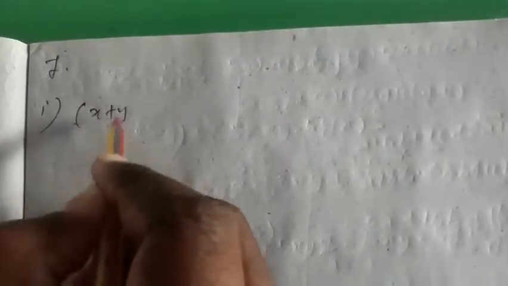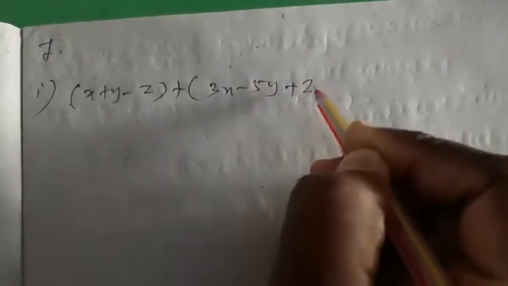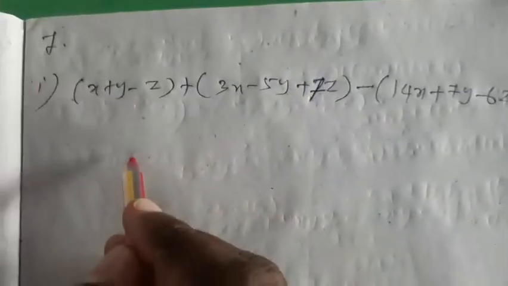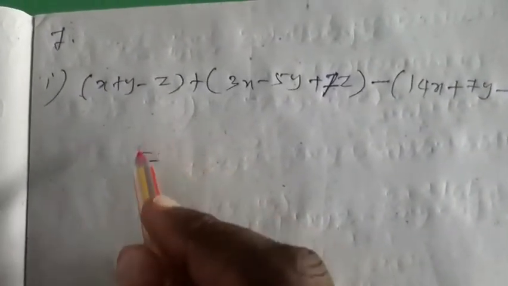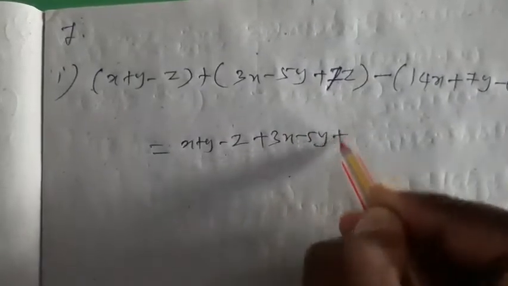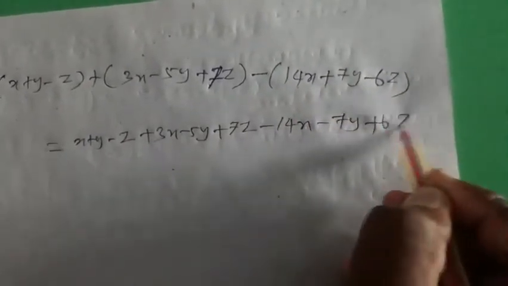What's the given seventh question? First subdivision: x plus y minus z, plus 3x minus 5y plus 7z, minus (14x plus 7y minus 6z). First eliminate the brackets. Then x plus y minus z plus 3x minus 5y plus 7z, minus taking the minus common inside: minus 14x minus 7y plus 6z.